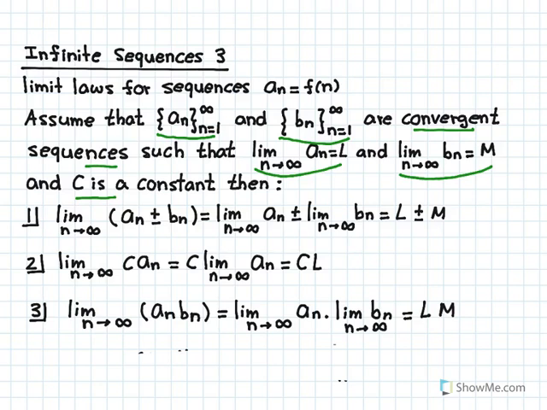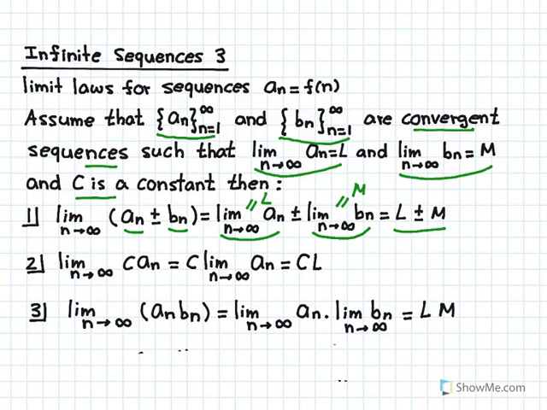Number 1, the limit of an plus or minus bn is equal to the limit as n goes to infinity of an plus or minus the limit as n goes to infinity of bn. But the limit of an is equal to L. The limit of bn, that's m. So the result is L plus or minus m. So essentially, the limit of a sum is the sum of the limits.